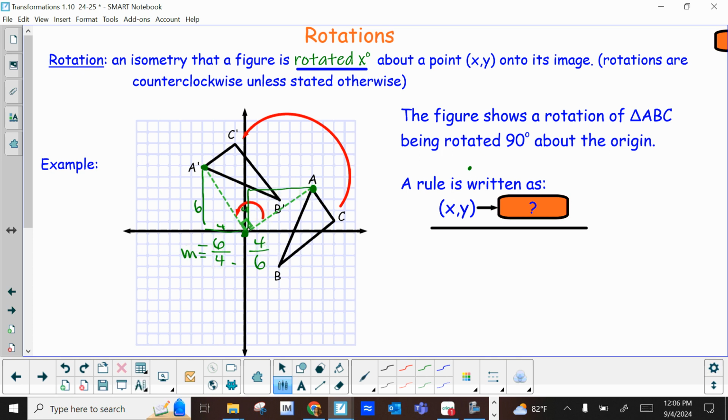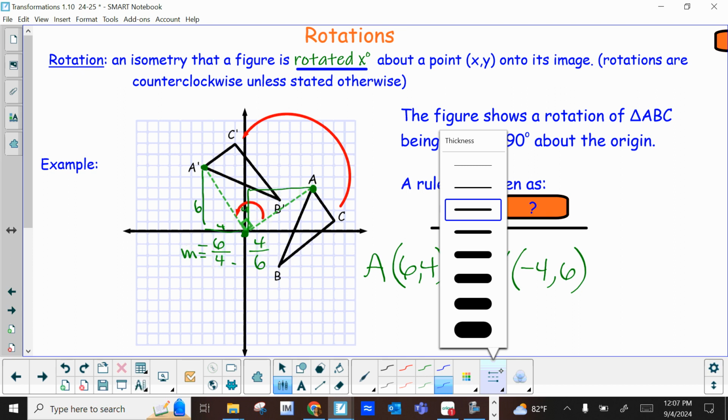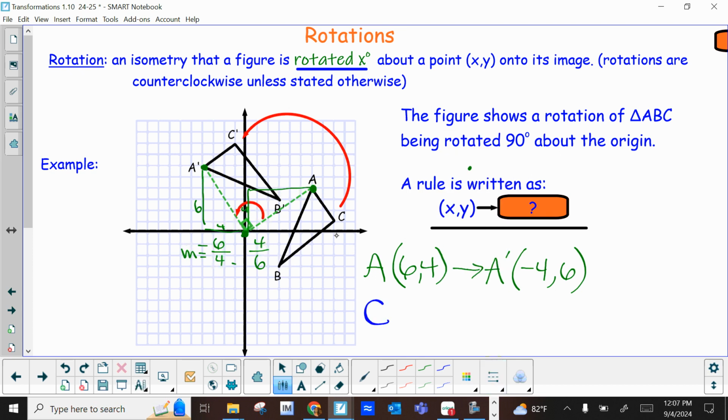So now the question is, what is the rule? So let's focus on point A. Point A is at 6, 4. And then A prime, the image, is at -4, 6. So look to see what's happening here. They look almost identical. Let's try one more. Let's look at letter C. Letter C is at 8, 1. C prime is at -1, 8. So look what's happening here.